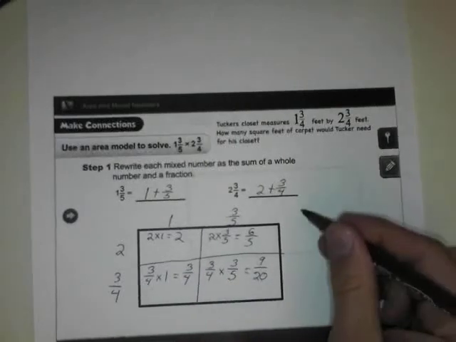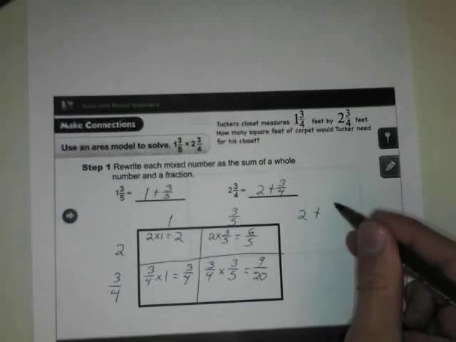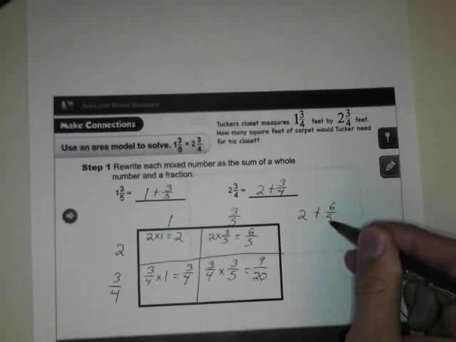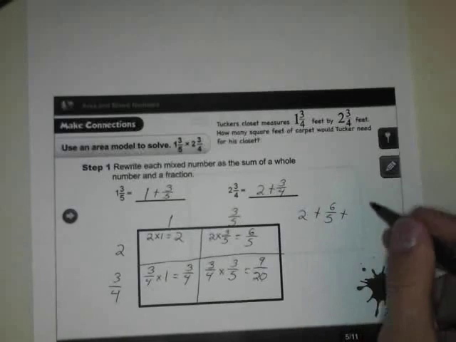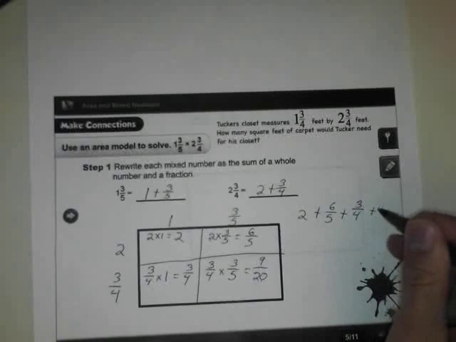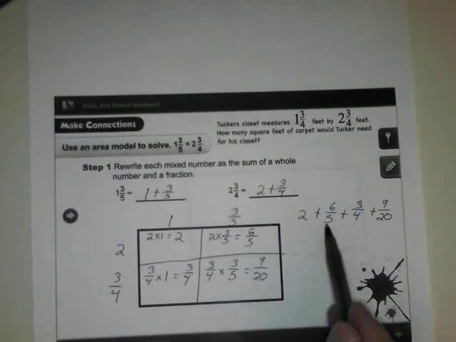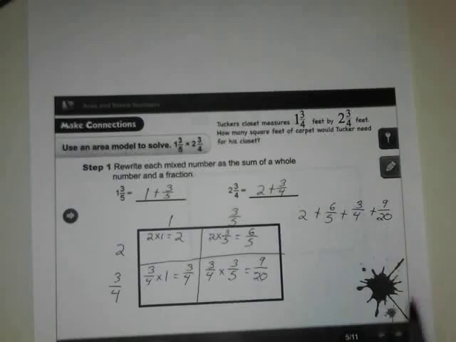So now I have 2 plus 6/5 plus 3/4 plus 9/20. And if you remember earlier in the year, we spent a lot of time on adding fractions. And the students know that we cannot add fractions unless we have our common denominator. So between 5, 4, and 20, I'm going to go ahead and use 20 as that common denominator.